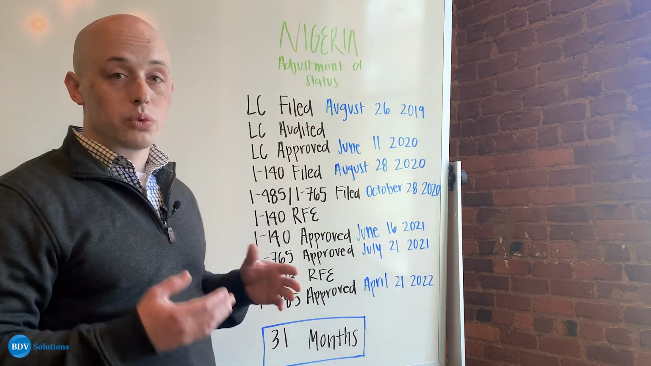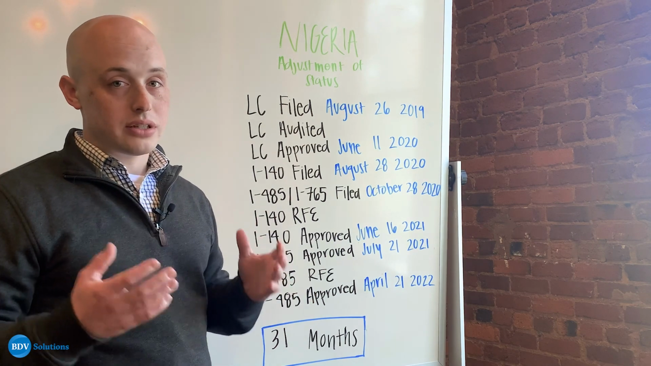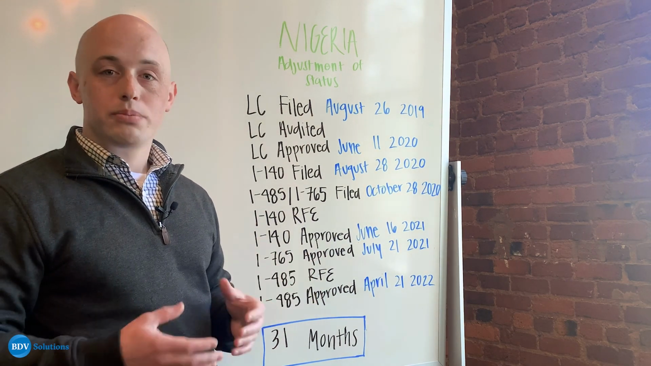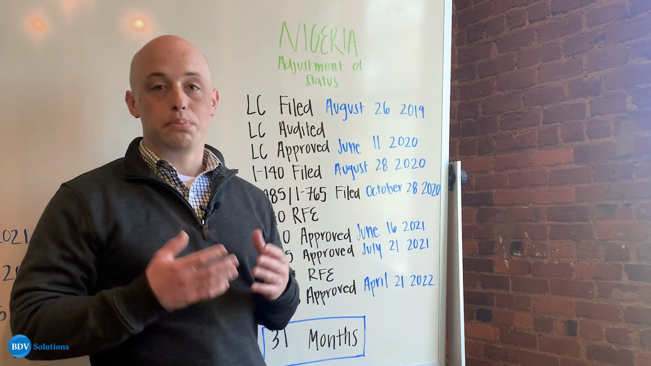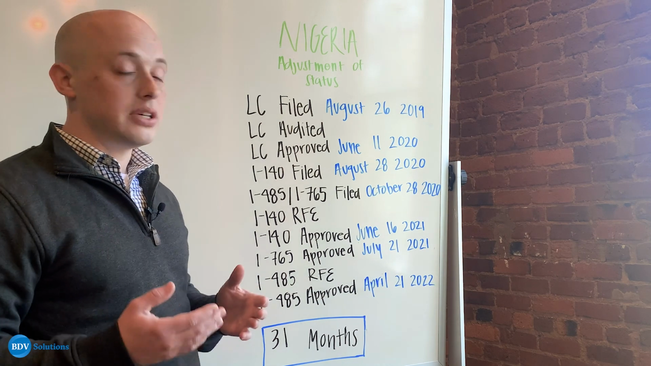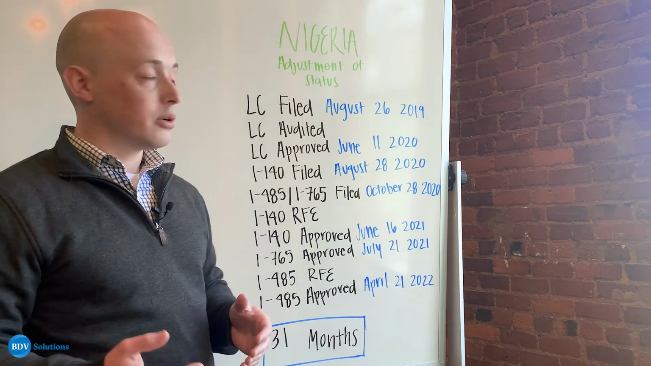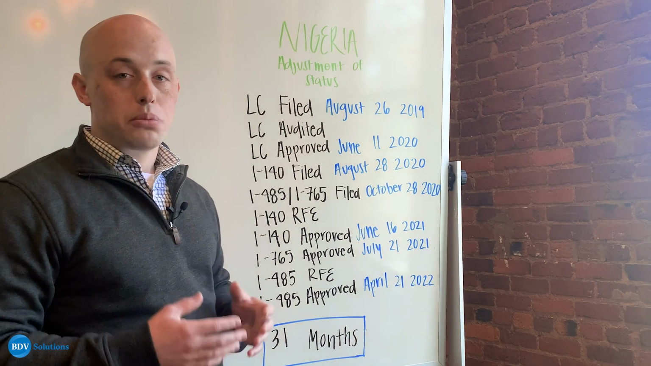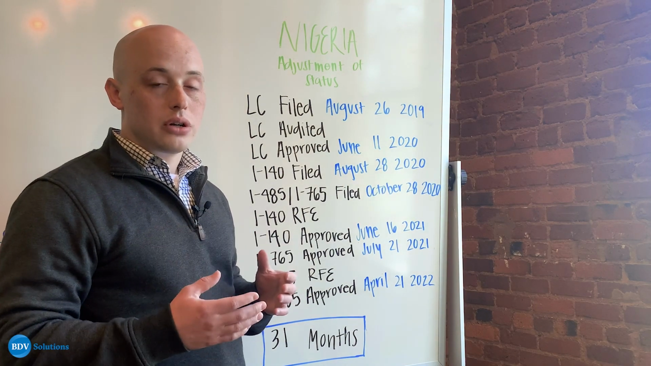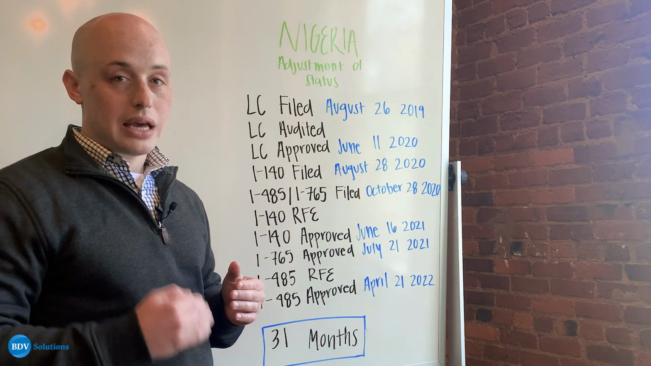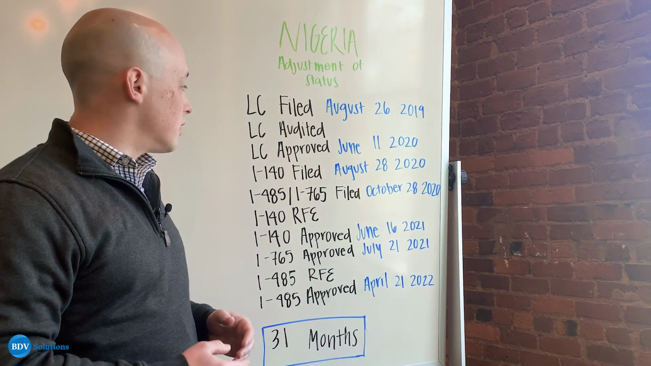This LC received an audit, which initially can sound kind of scary, but it's a totally routine procedure. Audits are usually issued completely at random. About 1 in every 3 LCs will be audited by the Department of Labor, and it is just an additional step that the Department of Labor takes to make sure that your sponsor has followed all of the proper steps to be able to sponsor your visa.